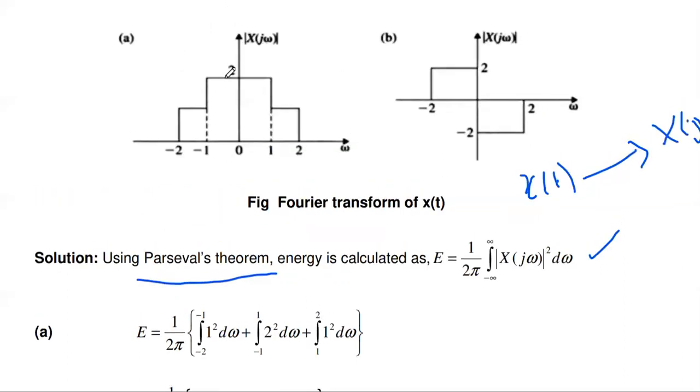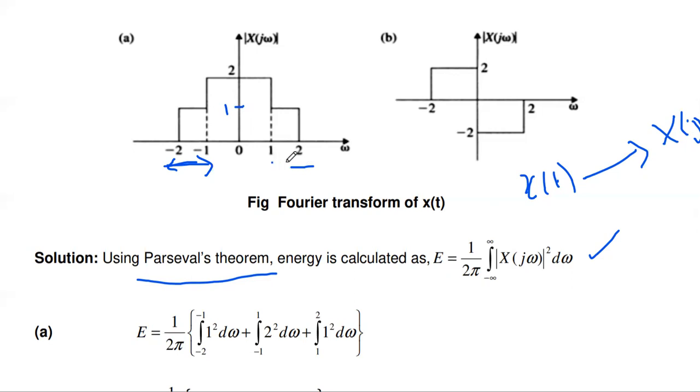Here you see the graph. This is X of j omega. The modulus of X of j omega is available from omega equal to minus 2 to plus 2. For the remaining frequencies, X of j omega is not available at all. For omega between minus 2 and minus 1, what is the height of this modulus of X of j omega? The peak height is 2, so this is 1. So for omega between minus 2 and minus 1, the amplitude is 1.